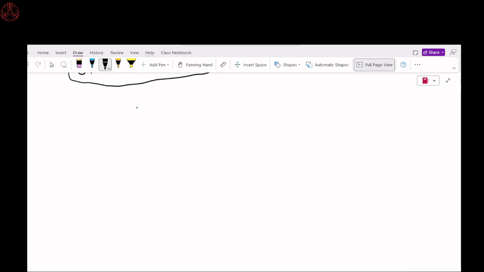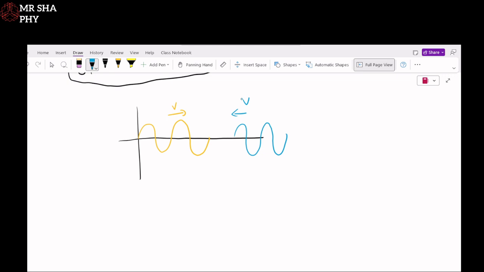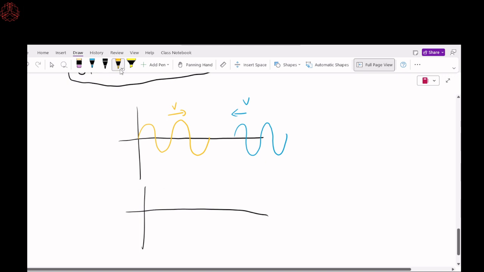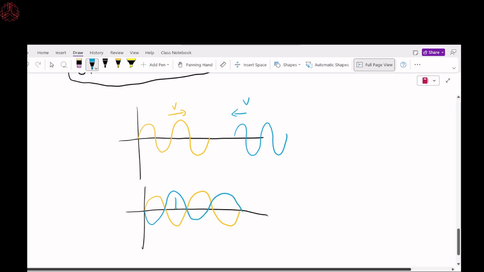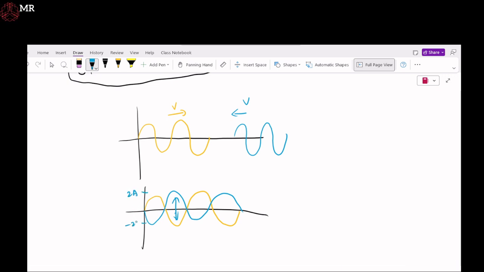If you want a visual representation, let's say I have one wave looking like that moving to the right, then I have another wave moving to the left. When they meet, they form a standing wave which doesn't move. I can have it looking something like this. It's just going to oscillate up and down, and that's all it's going to do. That's a standing wave, and it oscillates up and down with amplitude of 2A. Say this is A.